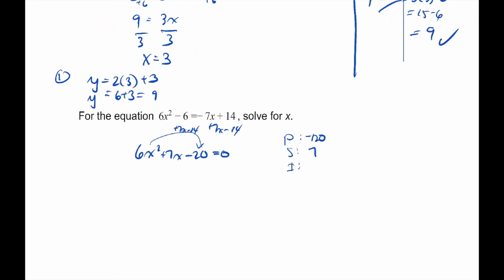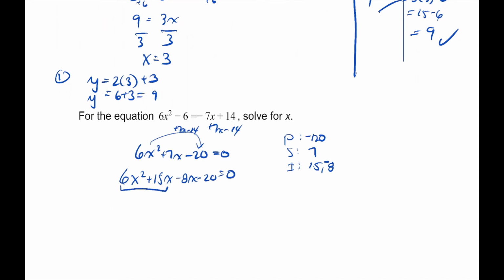Two numbers that multiply to 120: 120 divided by 8 is 15, so 8 and 15. Here we want a difference of 7, so 15 and 8. And since 7 is positive, that means the 8 is going to be negative since 15 is larger. So we want to decompose this. So we get 6x squared plus 15x minus 8x minus 20 is equal to 0.